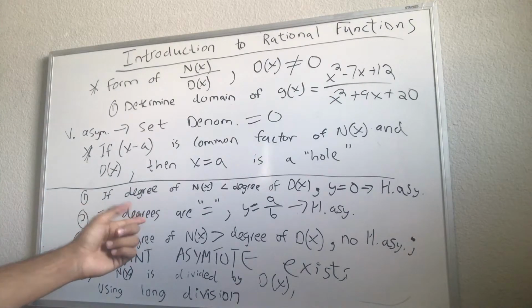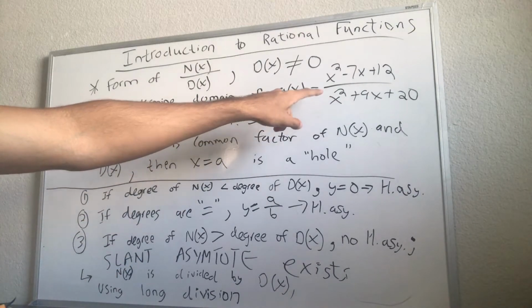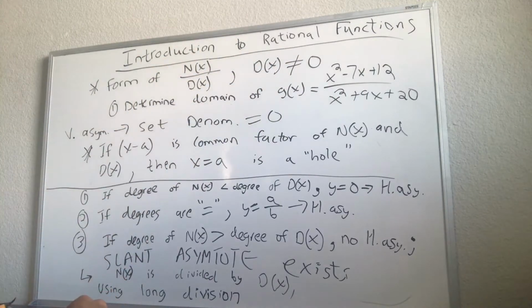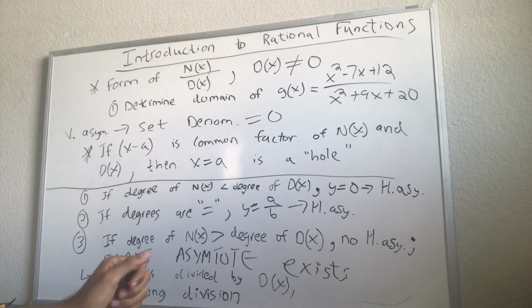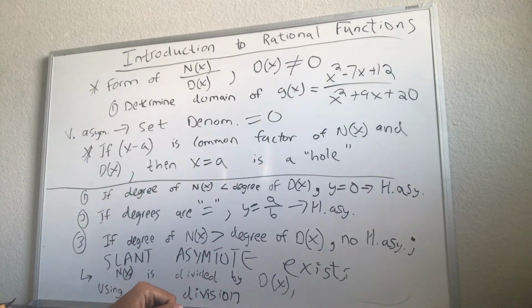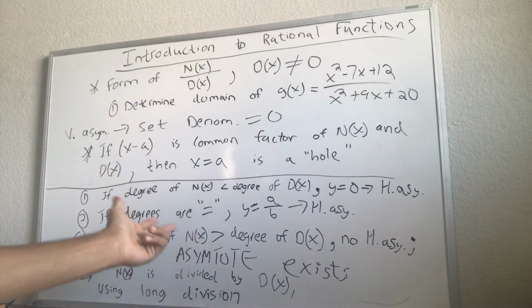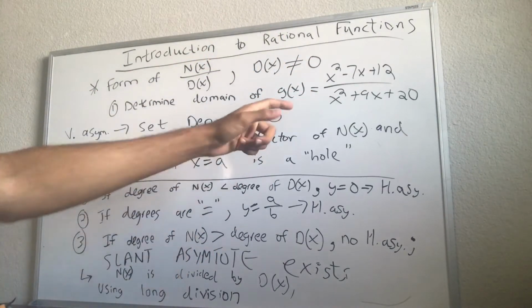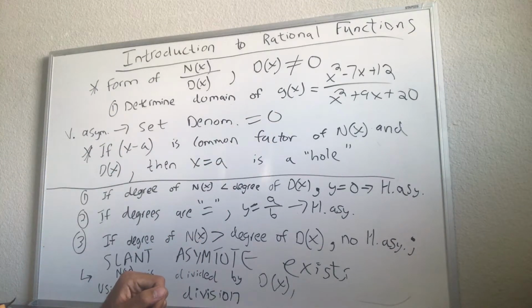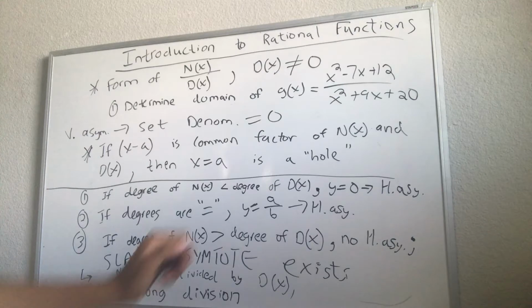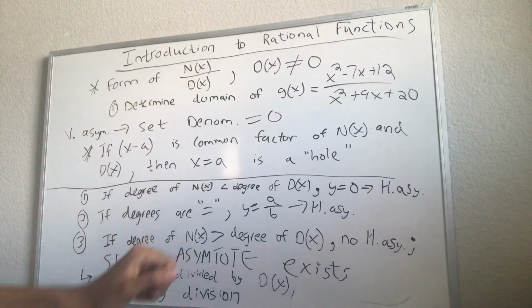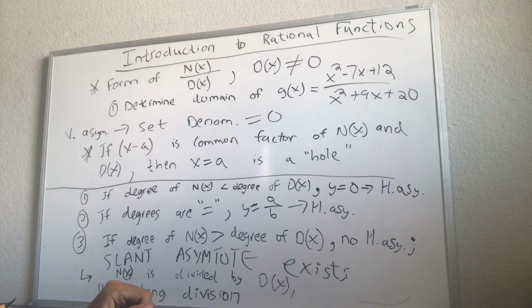Now, if the degrees are equal, in this example where both are 2, then your horizontal asymptote is y is equal to a over b, which means it's the division of the leading coefficients. In this case, the leading coefficient is 1 over 1, so the horizontal asymptote would be y is equal to 1. Now, if it was 5x cubed divided by 3x cubed, we would say that y is equal to 5 over 3, again the division of the leading coefficients, is the horizontal asymptote.